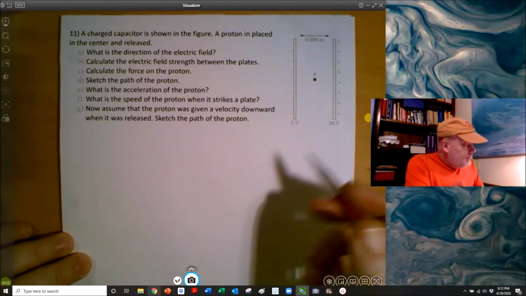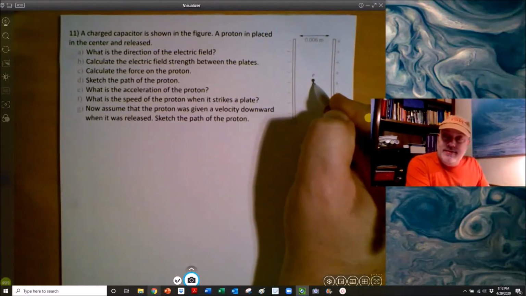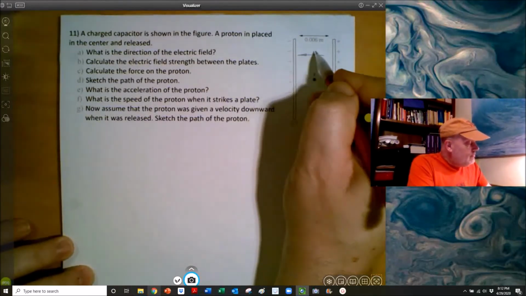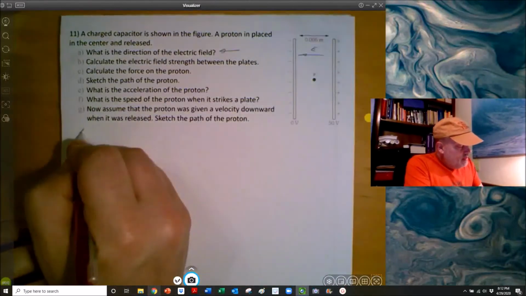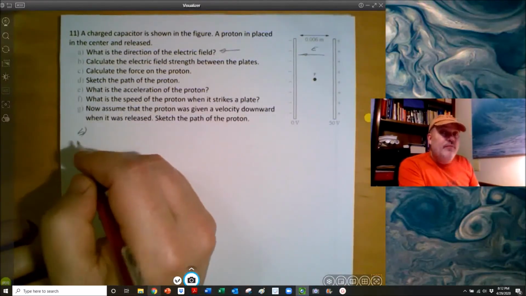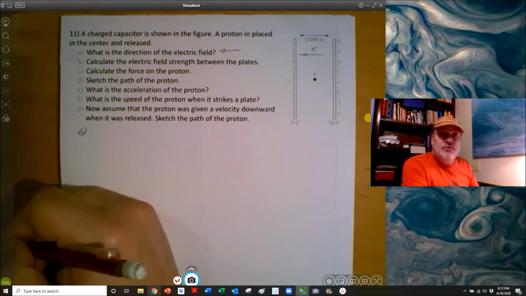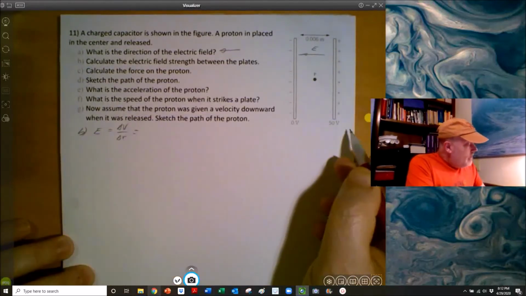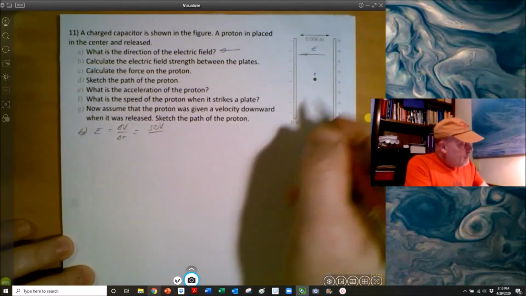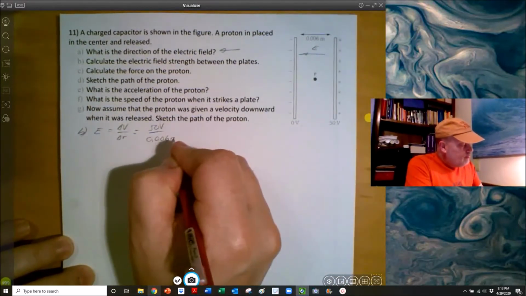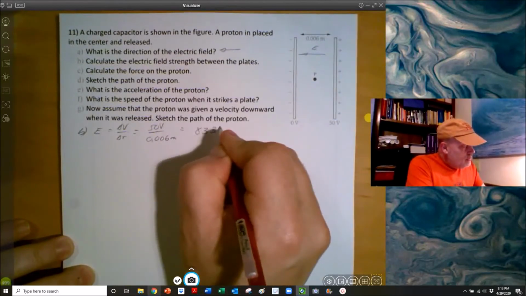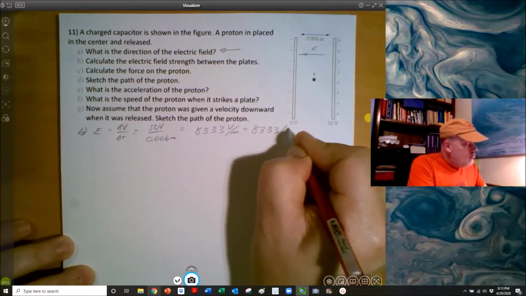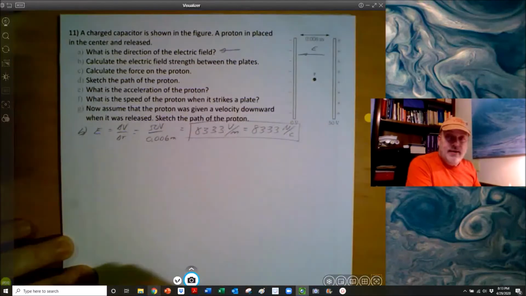Number 11, we have a capacitor with a proton here in the center. It says, what's the direction of the electric field? Well, remember, the electric field always points from positive to negative, so our electric field is to the left. It says, calculate the electric field strength. Well, don't try to use any of those spherical geometry equations. We have to use the electric field equals delta V over delta R, and that's a delta V of 50 volts divided by a distance of 0.006 meters, which gives us 8,333 volts per meter, or if you prefer, 8,333 newtons per coulomb. It's the same thing.